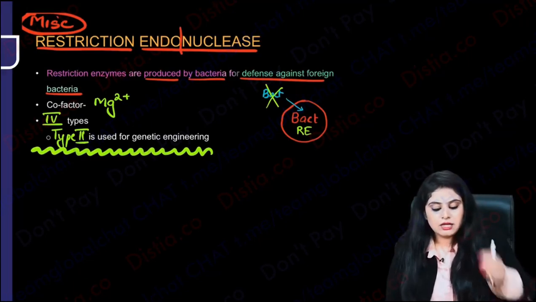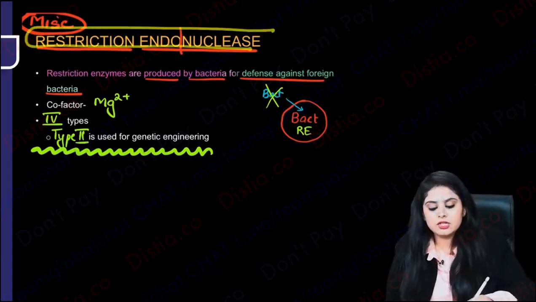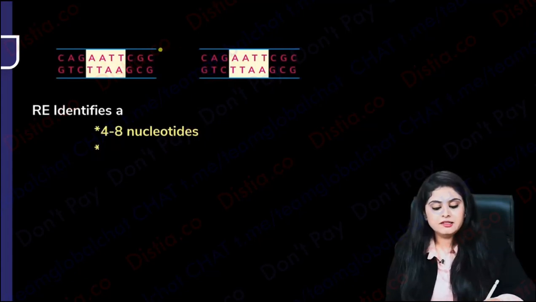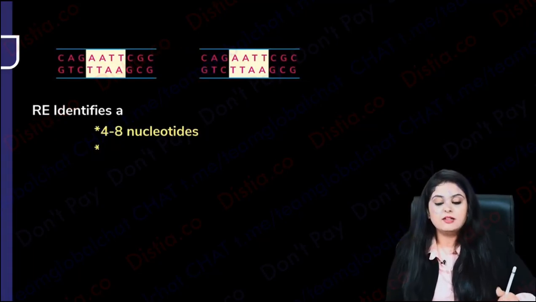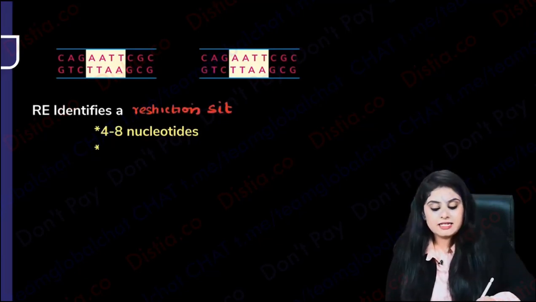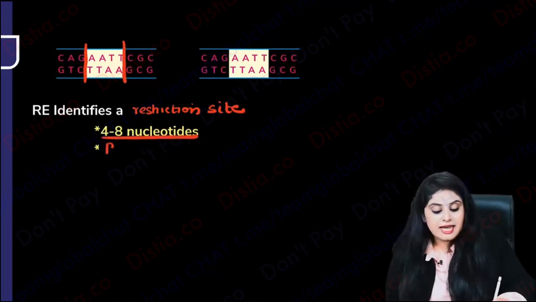engineering. Okay, so now I don't know how many of you understood the concept of why you're calling it a restriction endonuclease. You said, ma'am, basically what is so special about this enzyme? Look at this bacteria, for example. This is any random sequence I have written. So you know what the restriction enzyme does? Restriction enzyme says, I will identify a restriction site. I won't kill the bacteria anywhere. I will identify a restriction site, and that restriction site is going to be very, very small, just 4 to 8 nucleotides. And that site is a palindromic sequence.